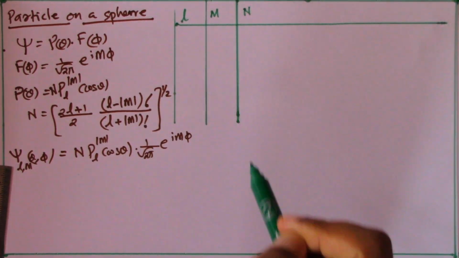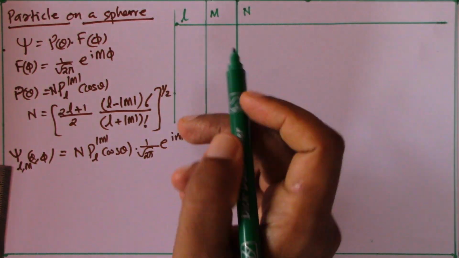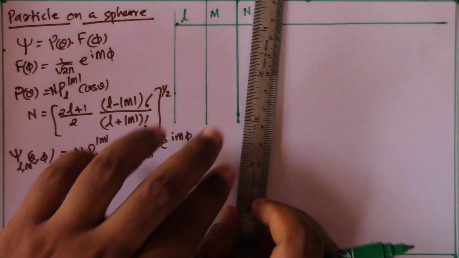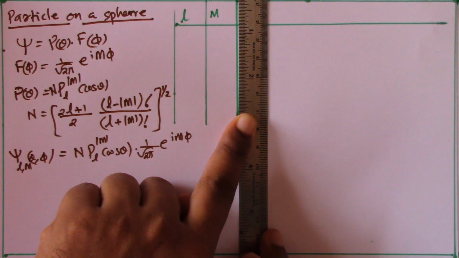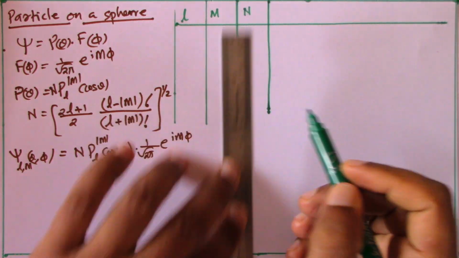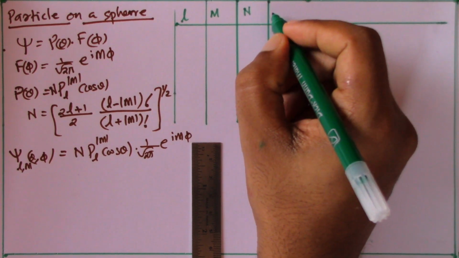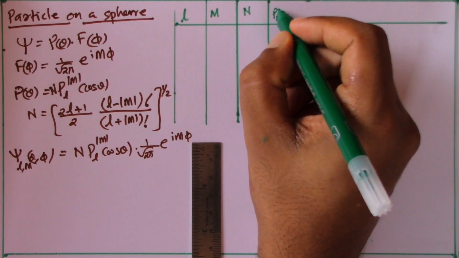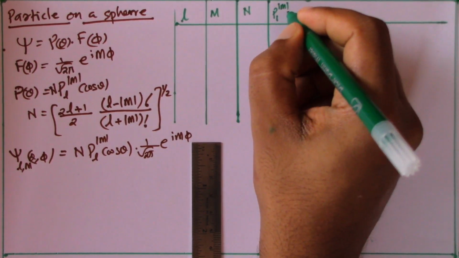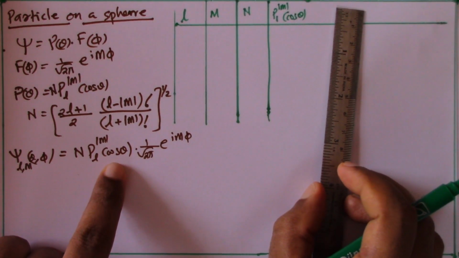I will only furnish the values of n here, and for each value of L and M, you can try how you get the value of n from this equation. Okay, and then I will give in the other column PLM cos theta. I don't need to elaborate it here, because in the last lecture I already explained how to find out the PLM cos theta. So in this fourth column I will put PLM cos theta here.